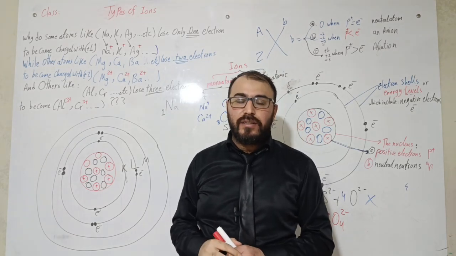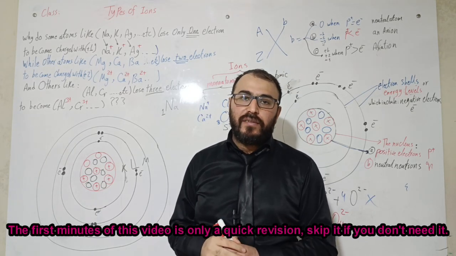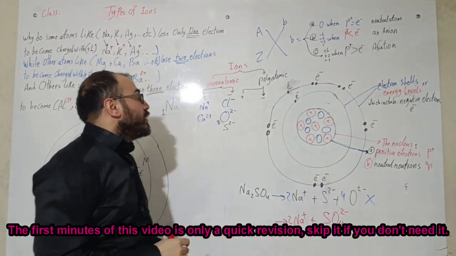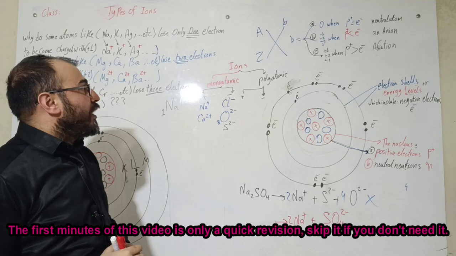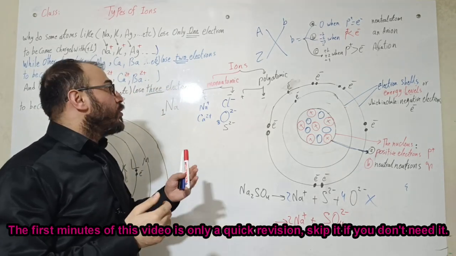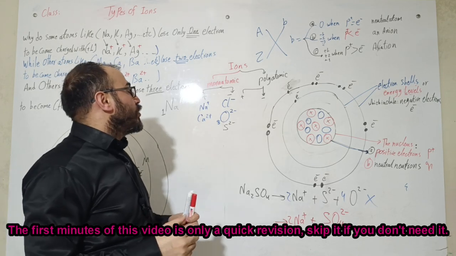Before I start answering this question, allow me to give you a quick revision of what we have taken so far about this topic. We started with the definition of an ion, and we said an ion could be one atom or more, or a group of atoms, that have a charge.